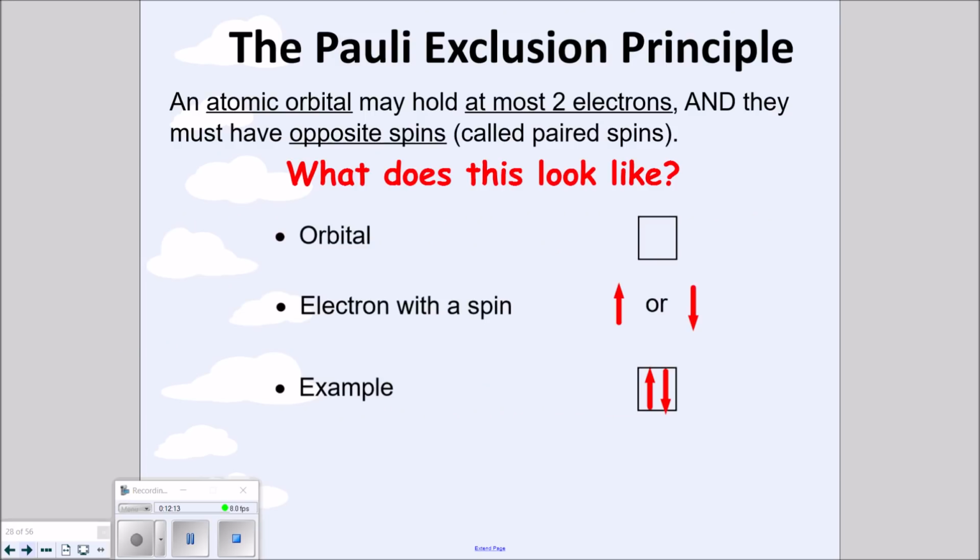The Pauli exclusion principle: an atomic orbital may hold at most 2 electrons, and they must have opposite spins, called paired spins. What does this look like? Well, an orbital is typically represented by a square or just a single line. An electron with a spin either goes up or down. This is an example of 2 electrons within the same orbital. Remember, an orbital can hold a maximum of 2 electrons. These electrons are called paired spins because they spin in opposite directions.